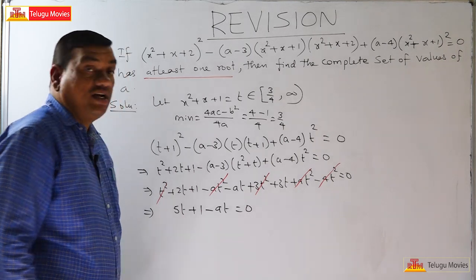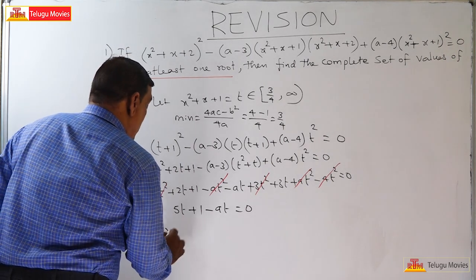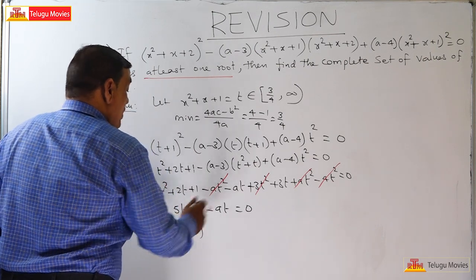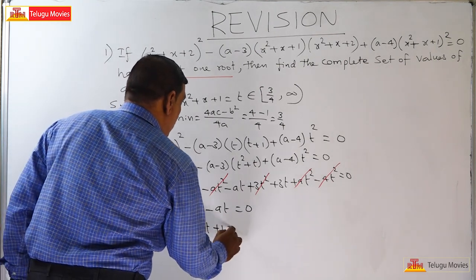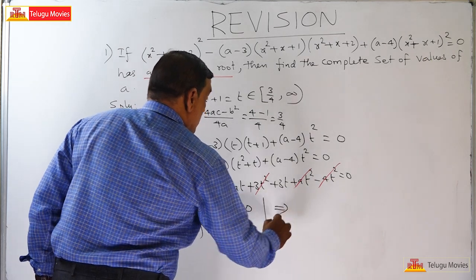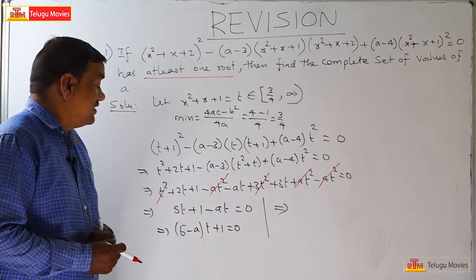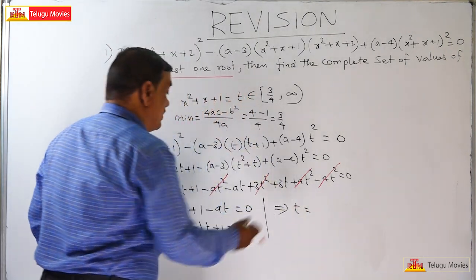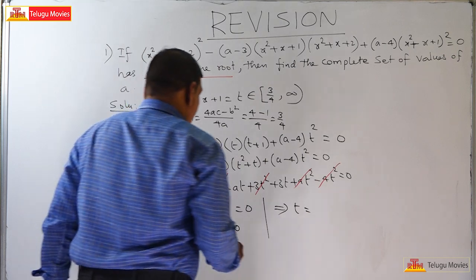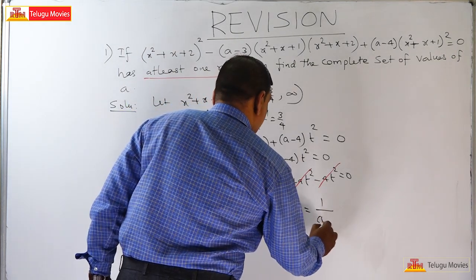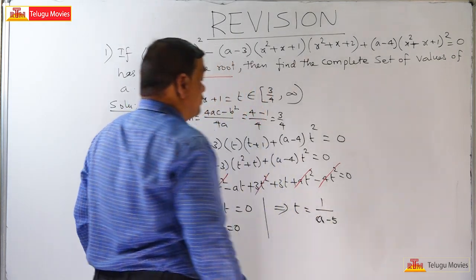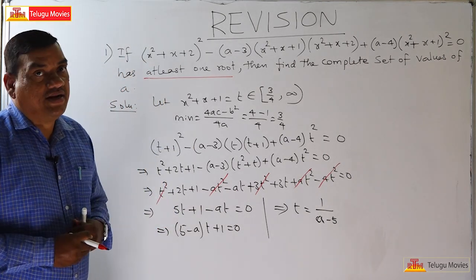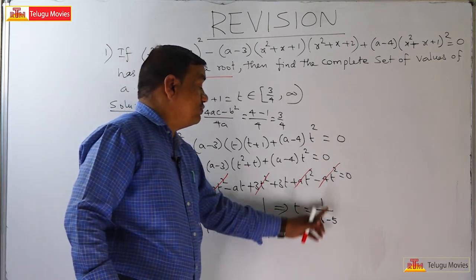So let us take t common outside. If you take t common, then (5 minus a) into (t plus 1) is equal to 0. This implies (5 minus a) times (t plus 1) is equal to 0. Therefore, t is equal to minus 1 by (a minus 5)... so t is equal to 1 by a minus 5. So your t value is 1 by a minus 5.